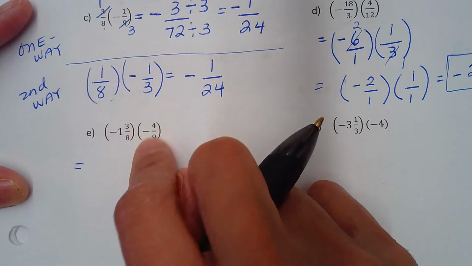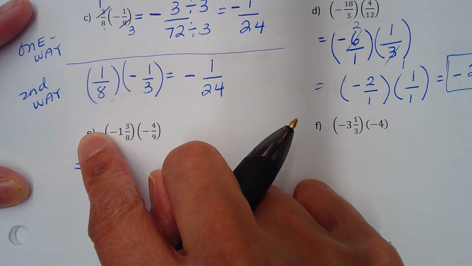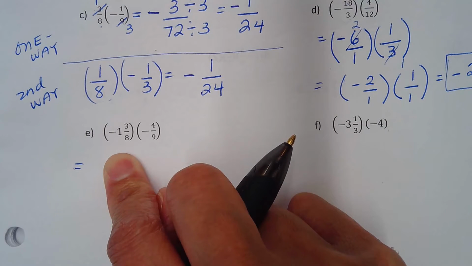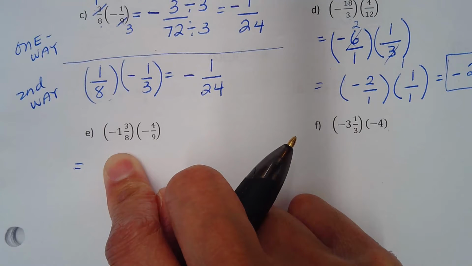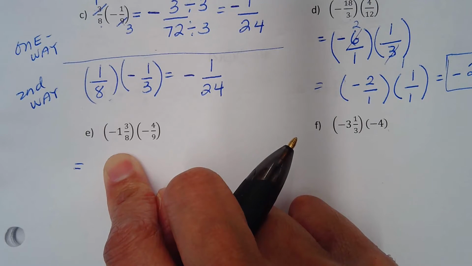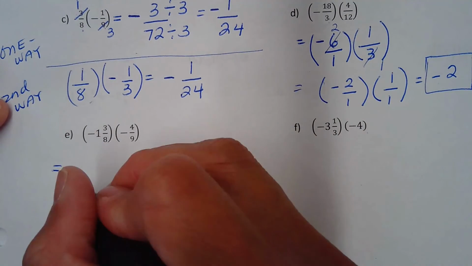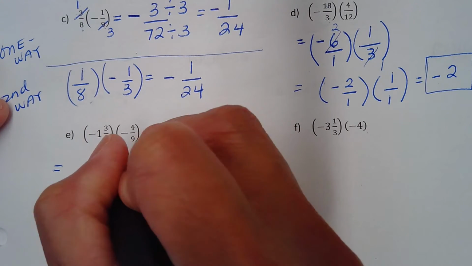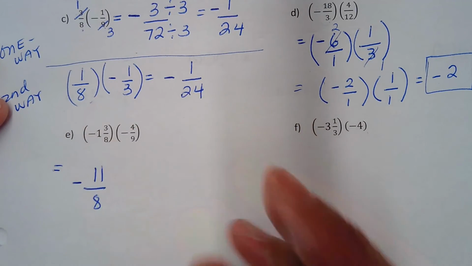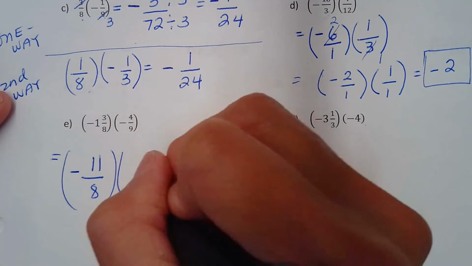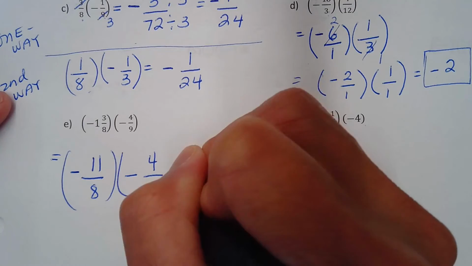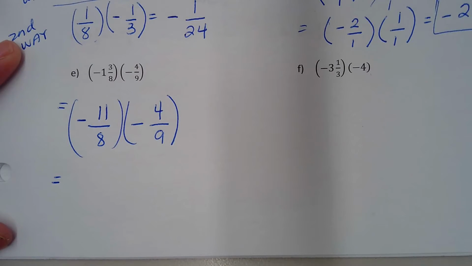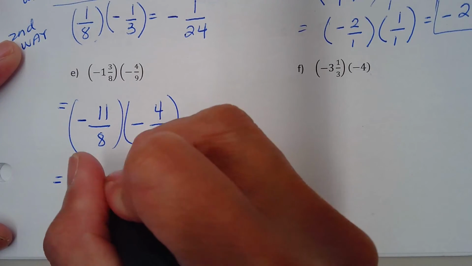What we're going to do is, this is a mixed fraction, we're going to write it as improper. So how do we do that? 1 times 8 is 8, plus 3 is 11. So it's 11 eighths, but then it's going to be negative 11 eighths. What about this one? Negative 4 ninths. Negative times negative is going to end up with a positive.